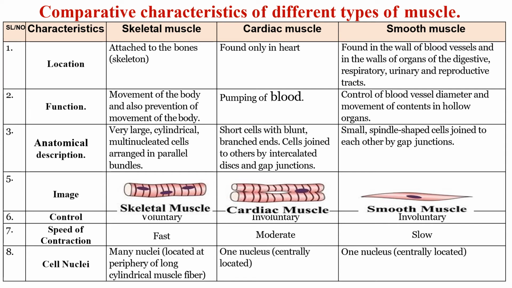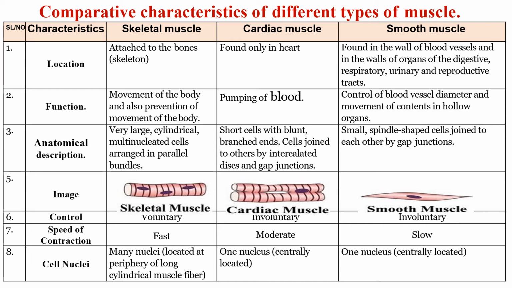Comparative characteristics of different types of muscle. Characteristics: skeletal muscle, cardiac muscle, smooth muscle. Location: skeletal muscle is attached to the bones of the skeleton. Cardiac muscle is found only in the heart. Smooth muscle is found in the walls of blood vessels and in the walls of organs of the digestive, respiratory, urinary and reproductive tracts. Function: skeletal muscle moves the body and also prevents movement of the body. Cardiac muscle pumps blood. Smooth muscle controls blood vessel diameter and movement of the contents in hollow organs.